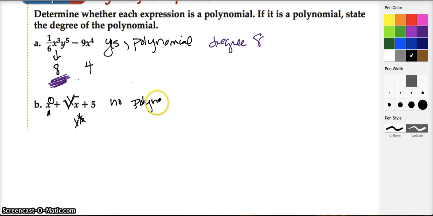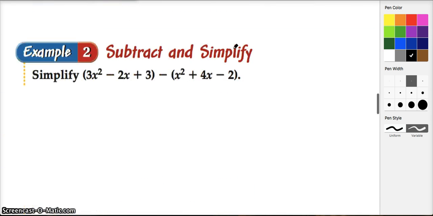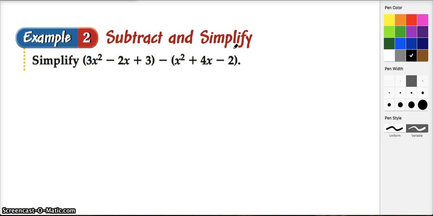And so because it's not a polynomial, we're not going to go to the follow-up question, what is the degree of the polynomial, because it's not a polynomial. All right, addition and subtraction and simplifying.